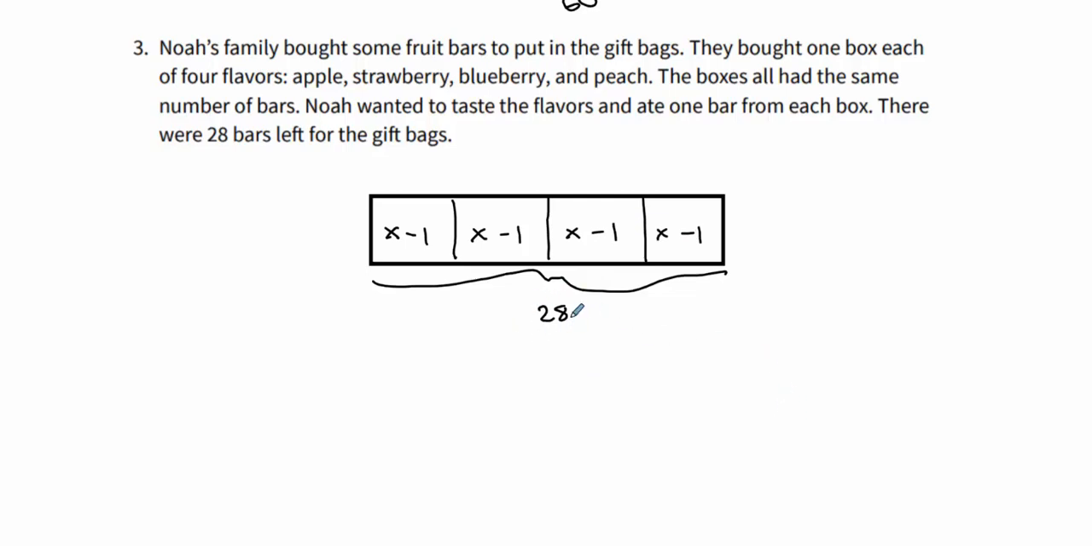So if we take this 28 and divide it into 4 equal parts, 28 divided by 4 is equal to 7. So that means now each box has 7 bars in it. But that was after he ate 1. So what number minus 1 is 7? That's pretty easy. That's 8, right? 8 minus 1 is equal to 7. So X, the number of fruit bars that were originally in each box, was 8.